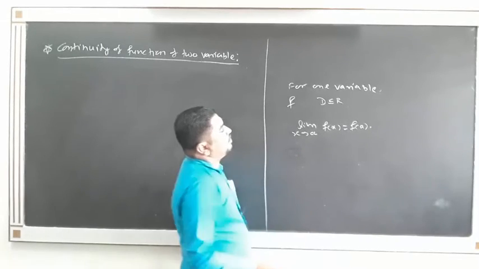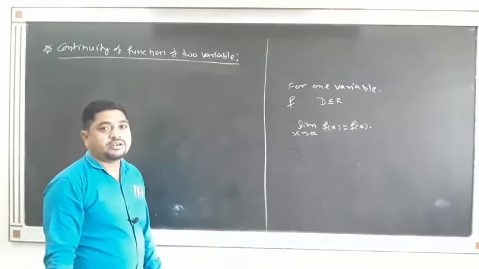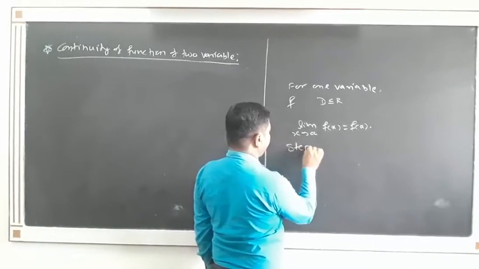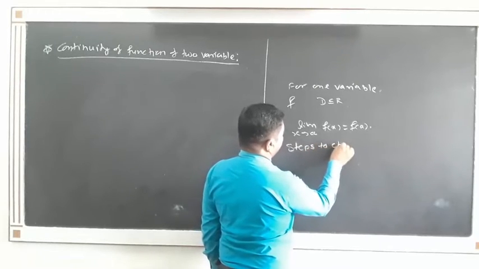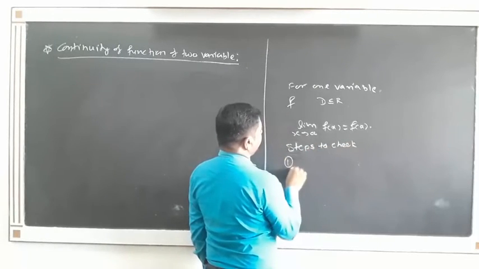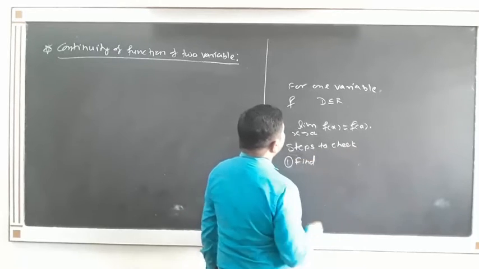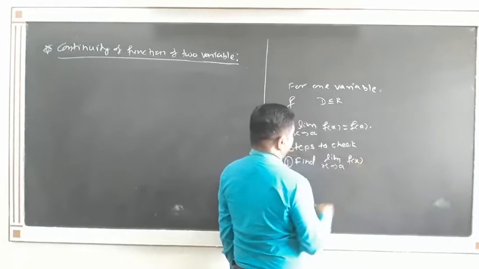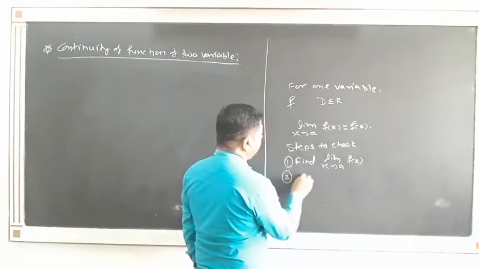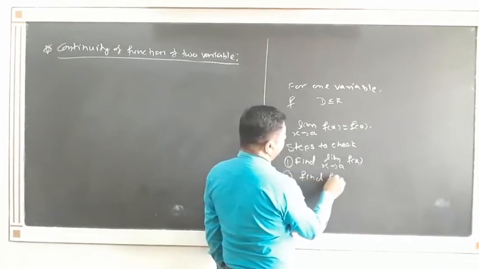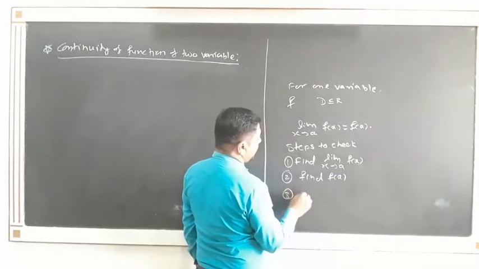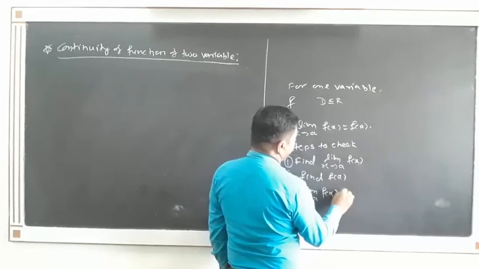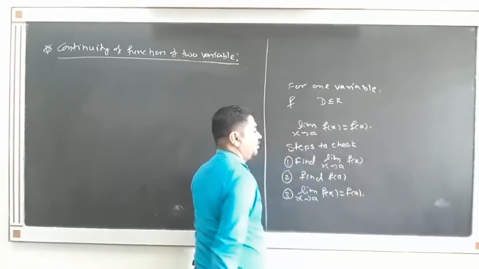How do we check the continuity? What are the steps to check? First, find limit x tends to a, f of x. Secondly, we have to find f of a. And third, we have to check whether limit x tends to a, f of x is equal to f of a.